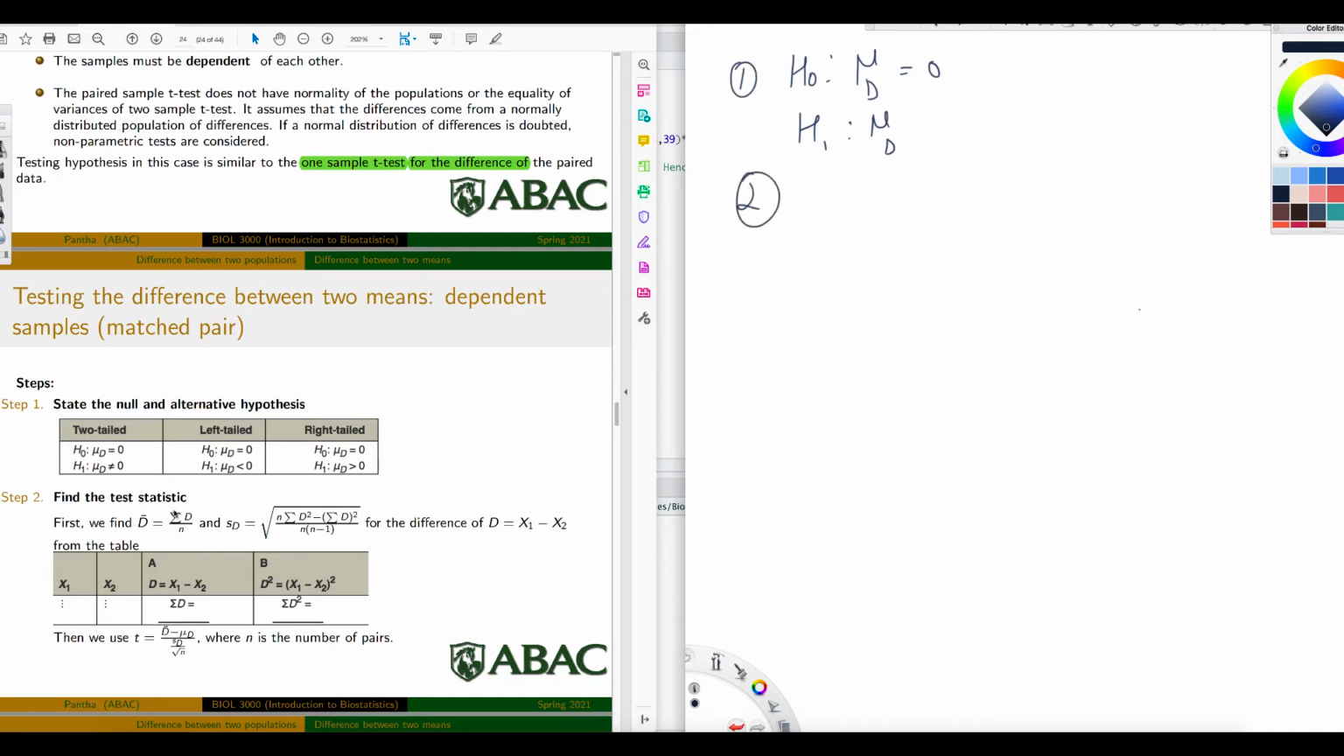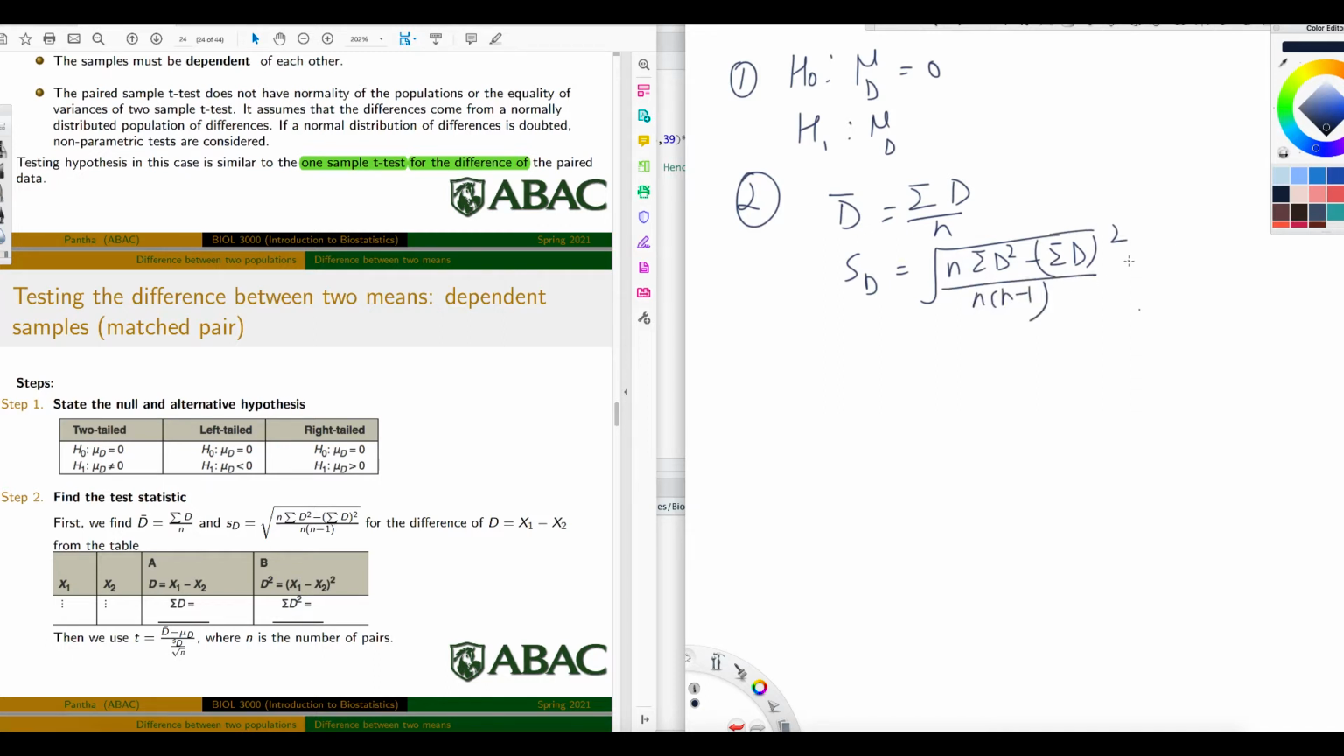you need to find the sample mean of the difference. d bar equals summation d over n. What is d? d is the difference between the sample values. Then find the SD. How do I find the SD? SD is the standard deviation of the difference, which is the square root of n times summation d squared minus (summation d) squared, over n times (n minus 1).